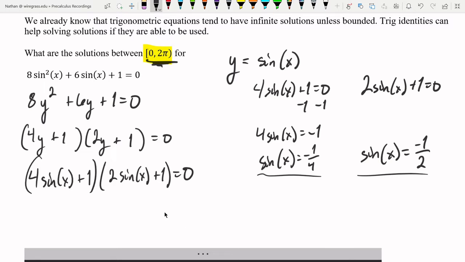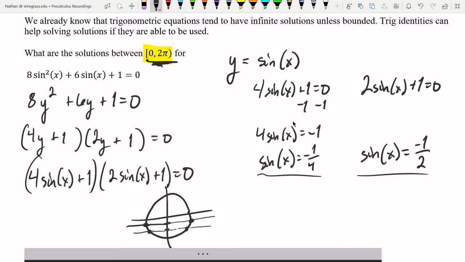If we were to look at the unit circle, sine x equaling negative 1/4, negative 1/4 is just about here, and negative 1/2 is just about here. And if I create a line out from there, this is of course the y value equaling negative 1/4 and negative 1/2. You can see that sine x, the y value, is going to be at 4 different spots on the unit circle. So we expect there to be 4 solutions.